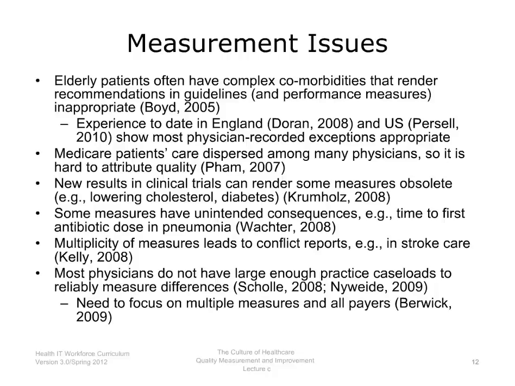New results in clinical trials can render some measures obsolete. Given the recent changes in recommendations for lowering cholesterol and the treatment of diabetes, if the results from a clinical trial do not support the recommendations of current quality measures, then these measures can become obsolete. Some measures have unintended consequences.